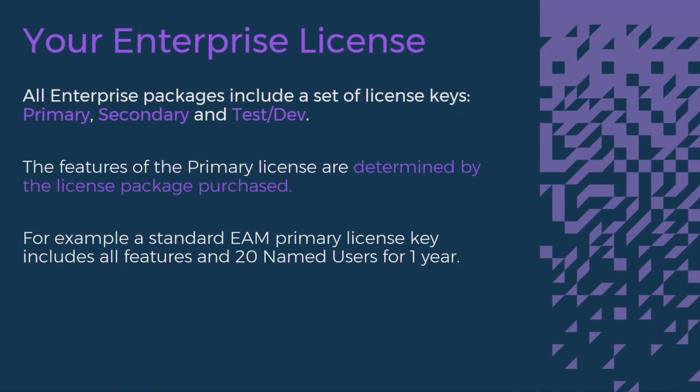Great. So when you purchase an enterprise license pack, whether that's an enterprise starter pack or EAM license pack, you will get a primary, a secondary, and a test dev license. And the features of the primary license are simply determined by the license package that you purchased. As an example, if you purchase a standard EAM license package, that will include all features, including Vader, for example, and 20 named users for 1 year. So the primary license basically is your main license. Exactly. If you're going to production, you're having a single Squared Up server, that's the license you care about. That's the one you're going to import. Yes. Okay, cool. So what about the other two?